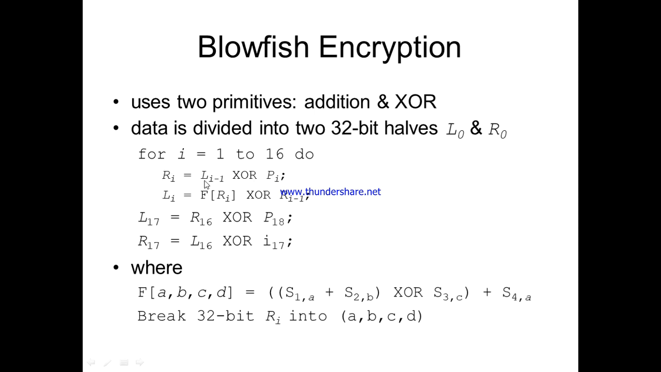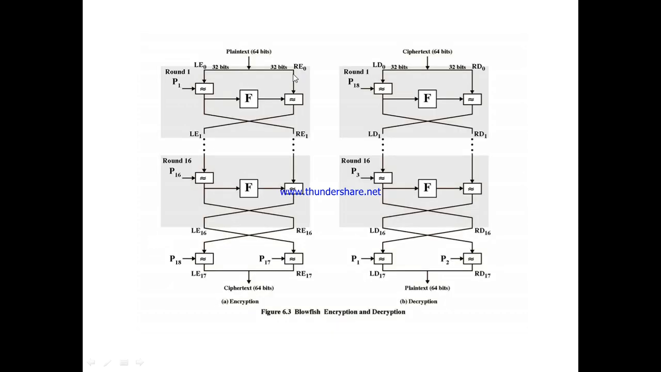Ri is generated as Li minus 1, the previous left half, XORed with Pi. So Li minus 1 is XORed with Pi. And Li, the next left half, is generated as F of Ri: we apply the round function on the resultant Ri, and that is XORed with Ri minus 1. That is this operation.